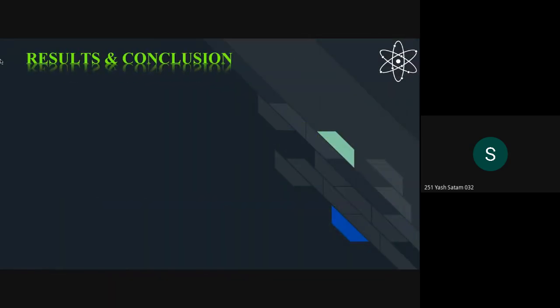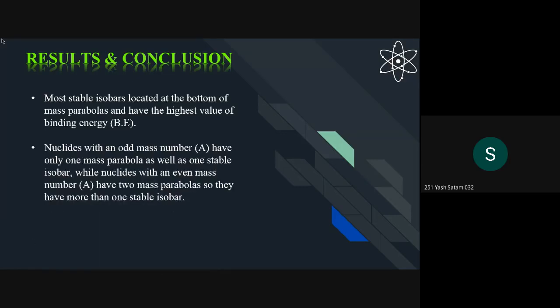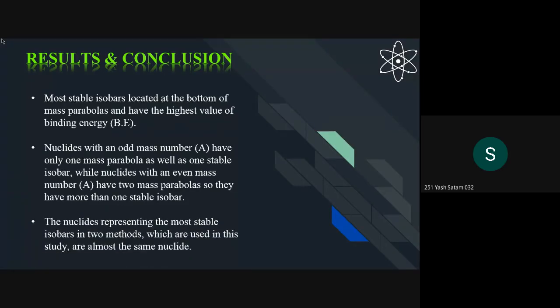So the results and conclusion of our project: the first point is that if you see the mass parabola, we saw that the most stable one was at the bottom and it had the highest binding energy. If you look at the y-axis, you will see that the binding energy was the highest. The second point is that in the odd mass parabola, there was only one mass parabola and it had only one stable nucleus. But in the even one, it had two mass parabolas, and therefore it also had two most stable isobars. And the third point is that in the comparison that we did, the nuclides representing the most stable isobars were almost the same theoretically as well as what we got from the mass parabola.